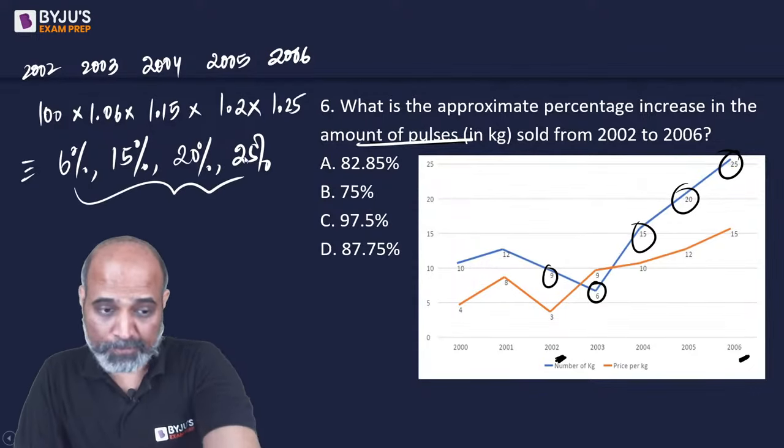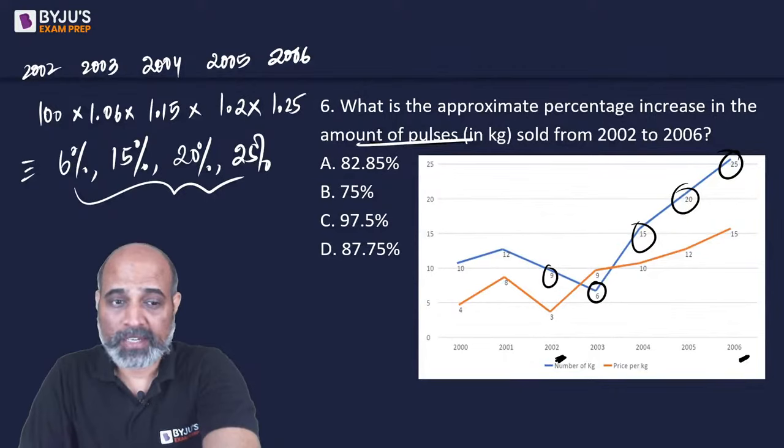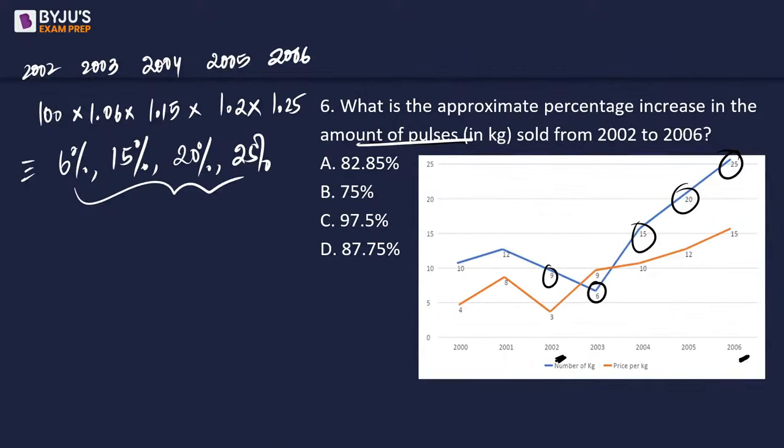If you guys have practiced enough, you will realize... I'm going to switch off my camera so that I can use this space for calculation. If you have done a lot of calculation, you will realize that the successive of 20 and 25 is 50% in itself. The successive of 6 and 15 is almost 6 plus 15, which is 21 plus 1. This is almost 22%.